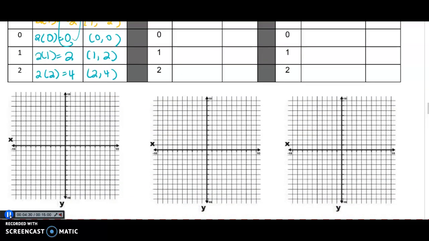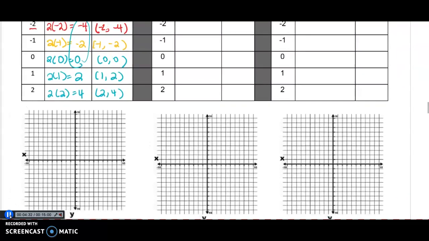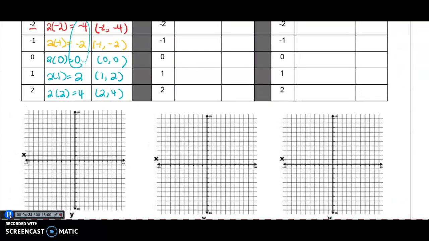When we want to graph these, we're just simply going to plot them. So we're going to go to negative 2, negative 4, negative 1, negative 2, 0, 0, 1, 2, and 2, 4. We would then connect them and see that we formed the line.